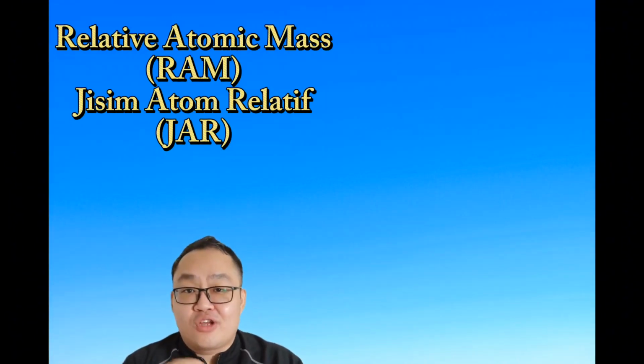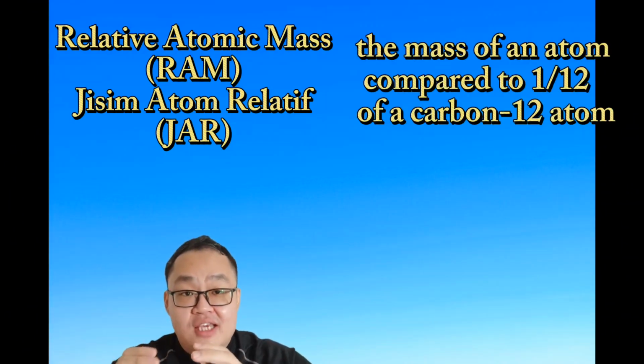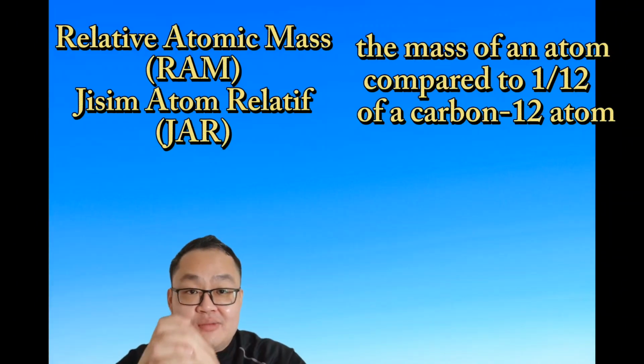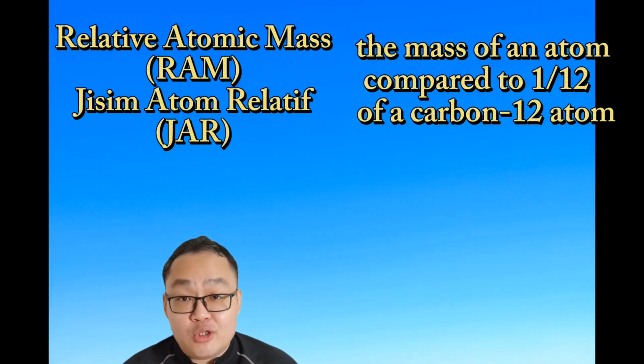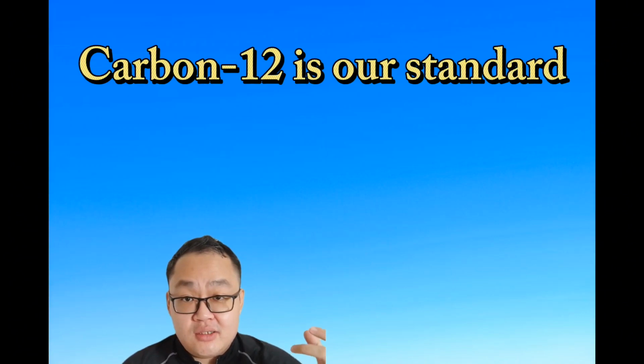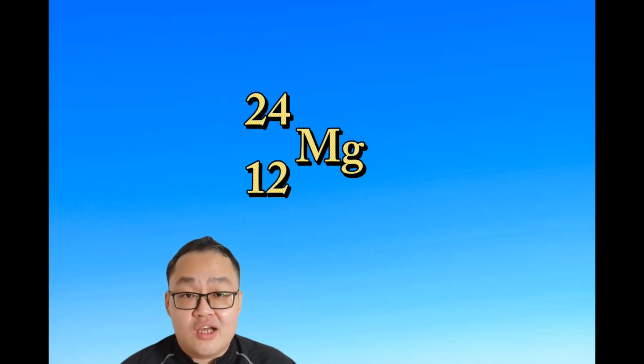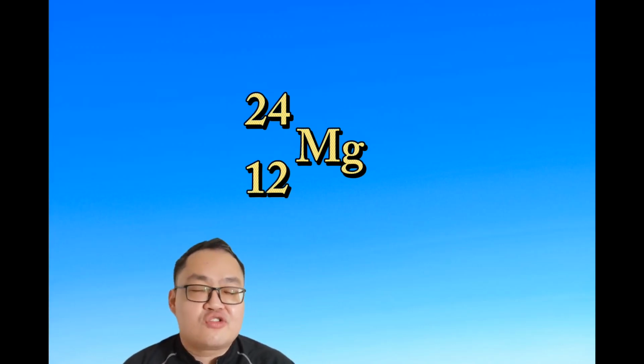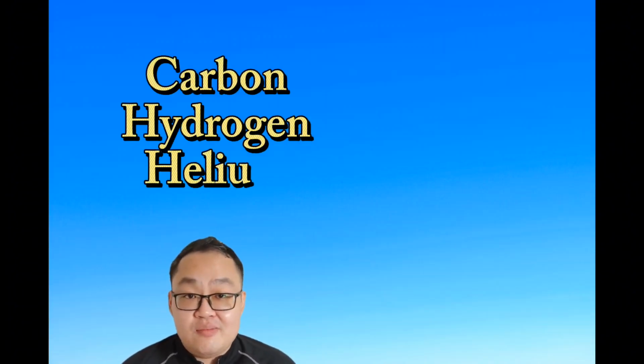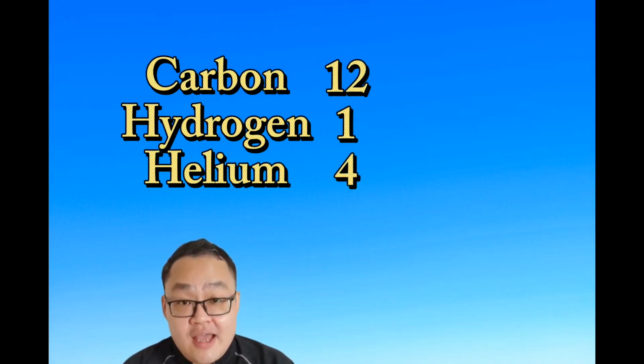RAM is basically talking about how heavy an atom is compared to 1/12 of a carbon-12. So carbon-12 is our standard. Let's say magnesium. Magnesium's nucleon number is 24. It has 12 protons plus 12 neutrons, right? So add them all together, that's the RAM. That's very easy, don't worry about it. So carbon, hydrogen, helium, they have their RAM usually given to you in the question itself or in the periodic table. So don't worry about that.